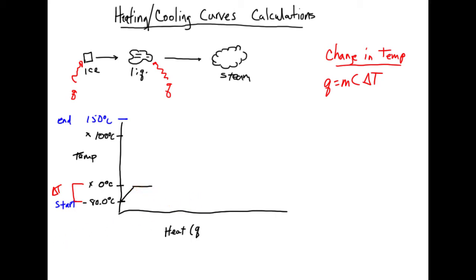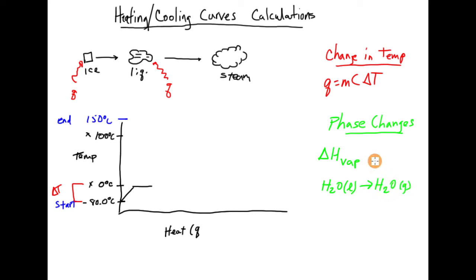So during phase changes, we're going to have to use something different. For phase changes, what we use is changes in enthalpy. In this case, we're going to have a change in enthalpy for the vaporization. That would mean that we would have liquid water going to steam.